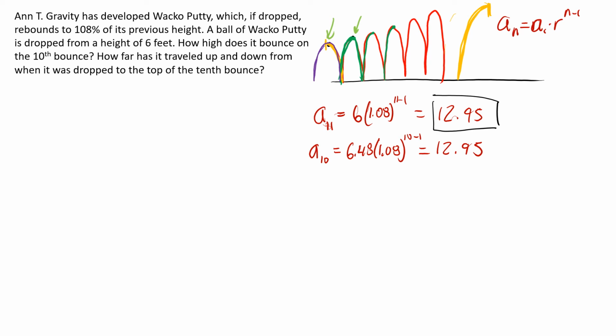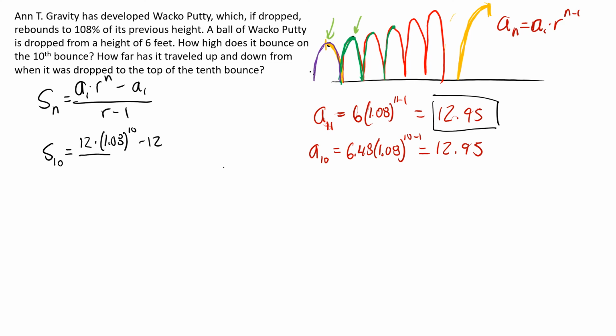So the two equations that you would set up, and this is a formula you're using, S sub n is equal to a sub 1 times r to the n minus a sub 1 divided by r minus 1. We could have two different things. We could say either S sub 10, I believe, yeah, S sub 10 would equal 12 times 1.08 to the 10th power, not 6, sorry, it'd be 12, right? Because the purple length is 12. Let me erase this. 12, minus 12 divided by r minus 1.